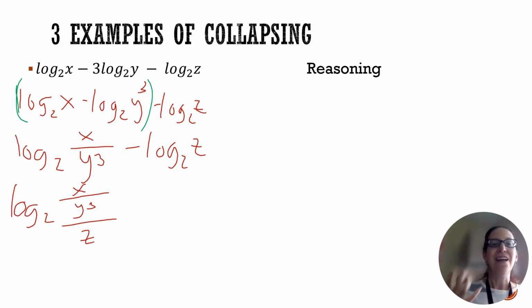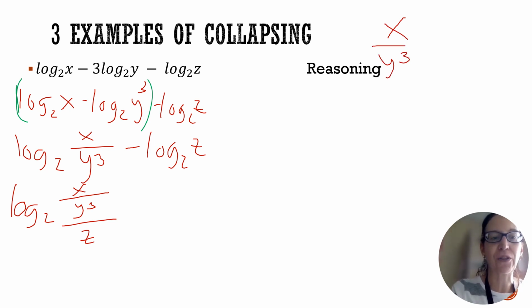Now, technically, that is a final answer. If what you are asked to do is to collapse a logarithm and to get it so it's a logarithm of a single argument, you have done that. It's just horrible looking. So we would like to find a better way to write it. Here's the reasoning. What we have going on over there is we have x over y to the third, now over the z. Now, remember that this, like a fraction bar, is division. So what we really have there is x over y to the third divided by z.